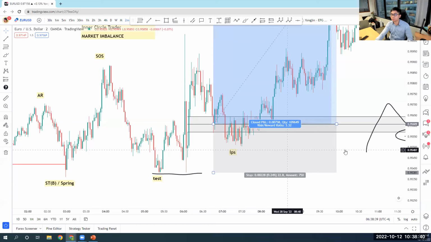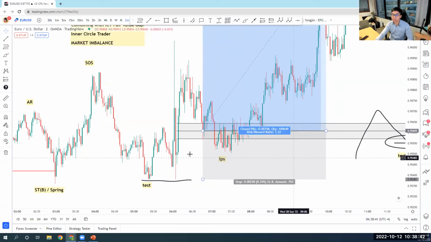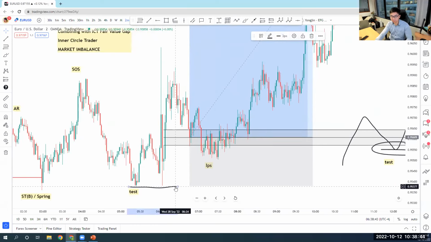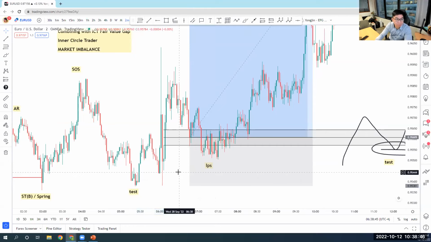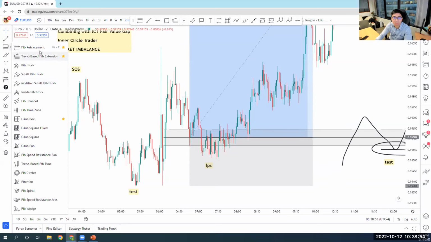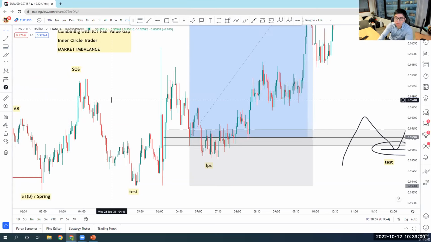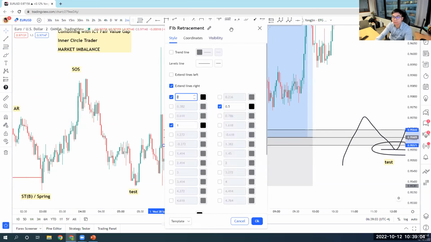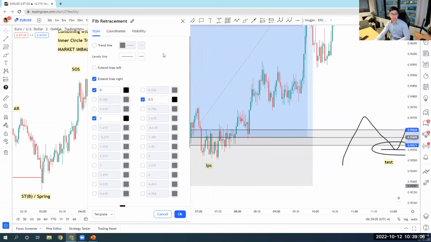So with 3.32 risk to reward, if you want my settings on how I do this Fibonacci, you can find it under the cross, the third symbol from the top, and it's called Fib retracement. Fib retracement. So what are my settings? Double click on it. Let me show you. You can copy my settings for the Fibonacci.